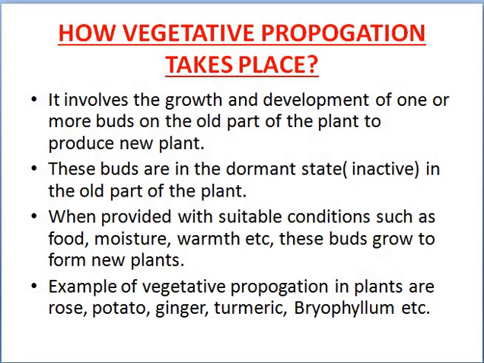Examples of plants in which we can practice vegetative propagation are rose plant, potato, ginger, turmeric, bryophyllum, etc. Now, if we talk about the rose plant at your home, if you or your parents are interested in gardening, they can tell you better. In the rose plant, vegetative propagation is very commonly practiced.